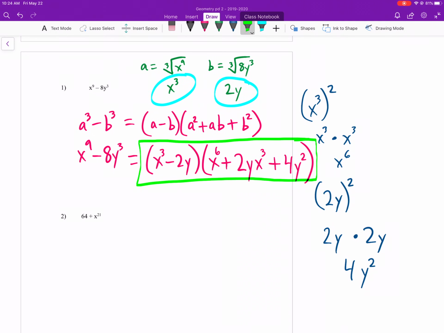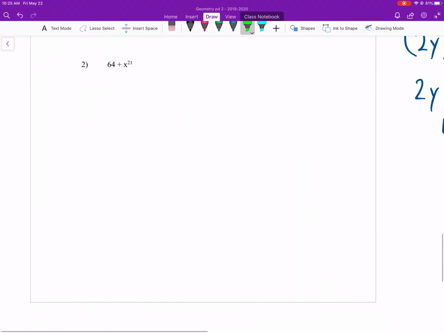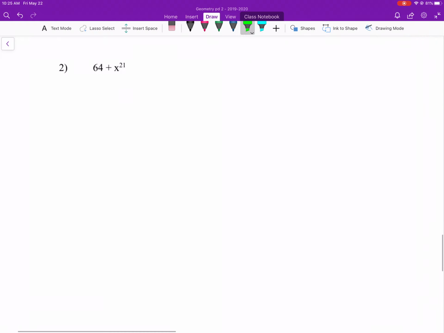So you just have to find those cube roots, and then substitute appropriately. Sometimes you just take the cube root and put it in there. Sometimes you have to multiply A and B, sometimes you have to square them, so you've got to be careful. All right, next.